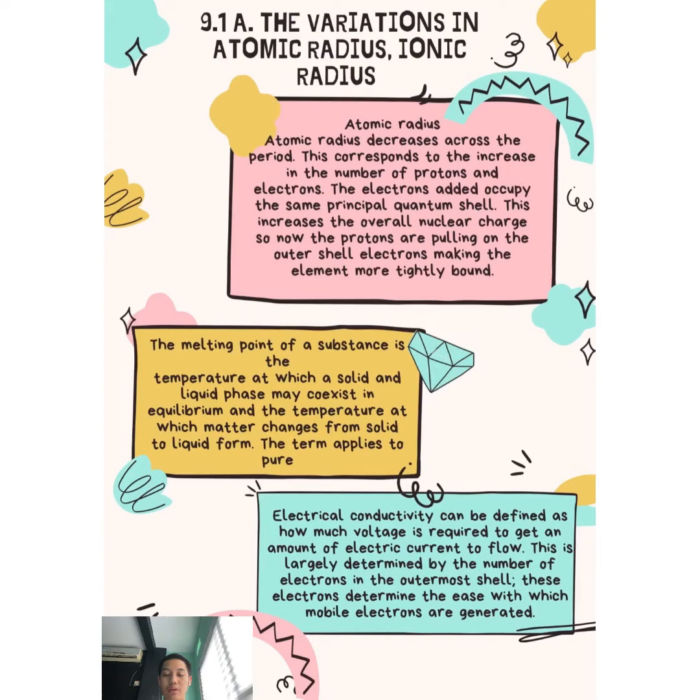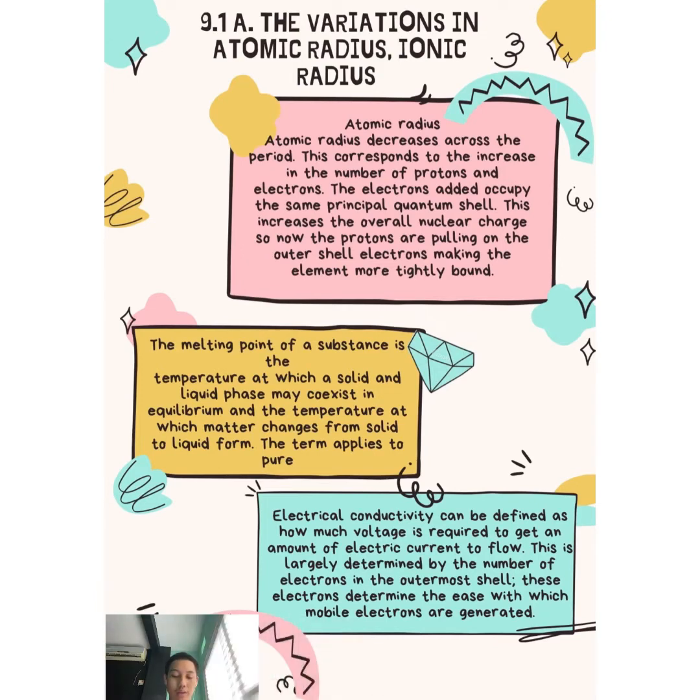The melting point of a substance is the temperature at which a solid and liquid phase may coexist in equilibrium, and the temperature at which matter changes from solid to liquid form. The term applies to pure substances. Electric conductivity can be defined as how much voltage is required to get an amount of electric current to flow. This is largely determined by the number of electrons in the outermost shell. These electrons determine the ease with which mobile electrons are generated.